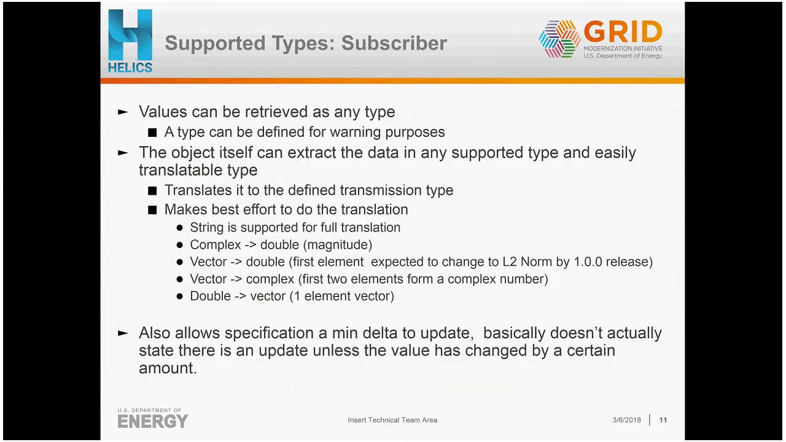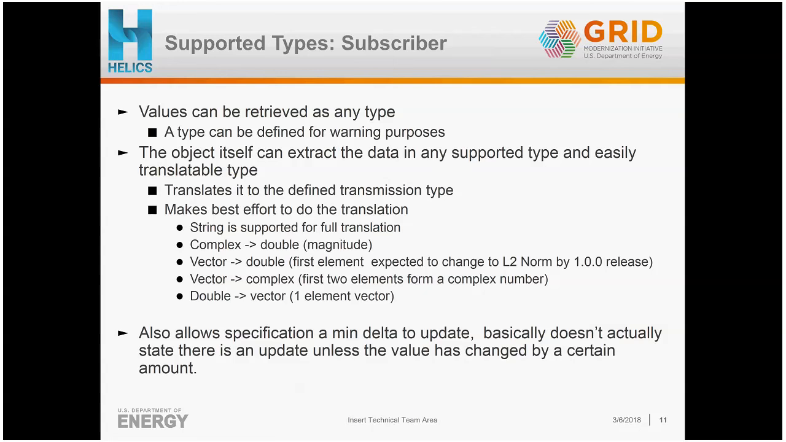Subscribers also support types. Values can be retrieved as any type that's specified, and anything that can be easily translated to this. So if you want to get an integer out, it'll translate that and truncate it from an integer 64. You can define a type if you want it to warn for this, but it's not necessarily required. And the object itself can extract to any supported type. And this kind of covers what I've done before. There's also a specification that allows a minimum delta to update, and so this will not actually update the value if it hasn't changed. This is basically a similar function to the publication side.